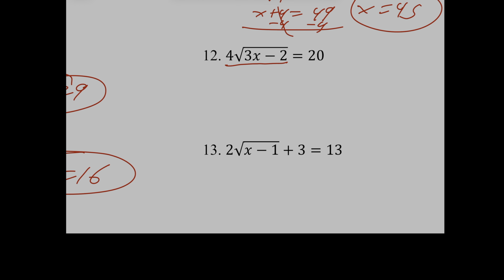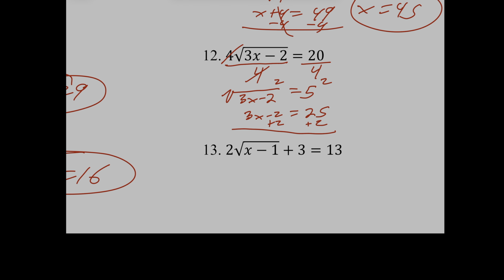All right, so now we are going to divide each of these by 4. Why? Because I want the square root to be by itself. And now it is. Square root of 3x minus 2 is going to equal 5. Now I square both sides, because I couldn't before because of the 4, but now it's by itself, so now I can. I'm going to get 3x minus 2 equals 25. Now, add 2 to both sides, and I'm going to get 3x equals 27. When I divide everybody by 3, I'm going to get x equals 9.